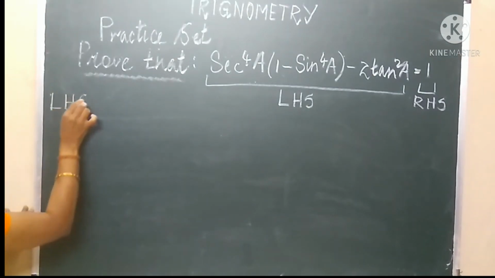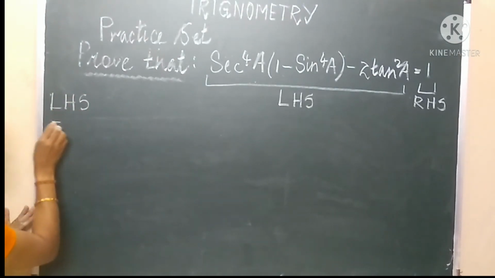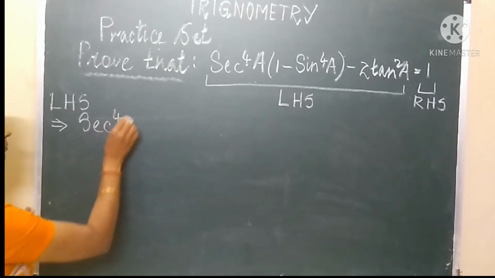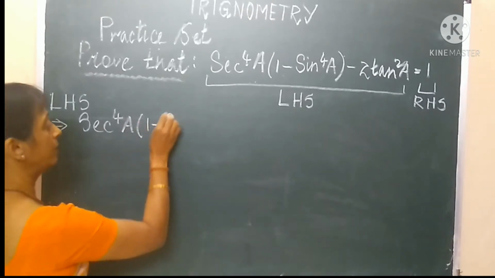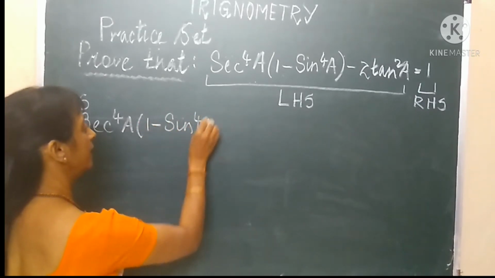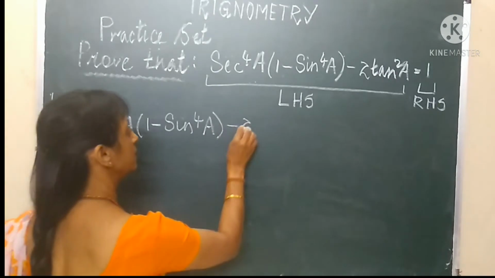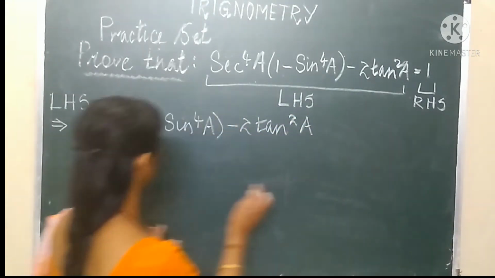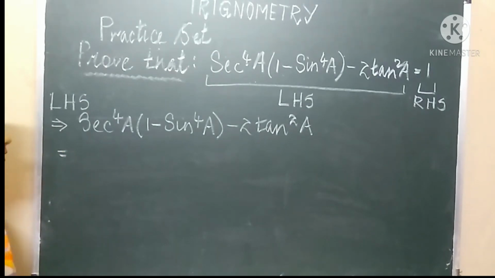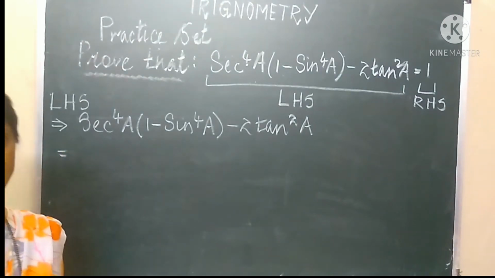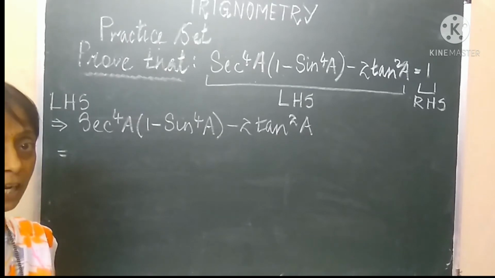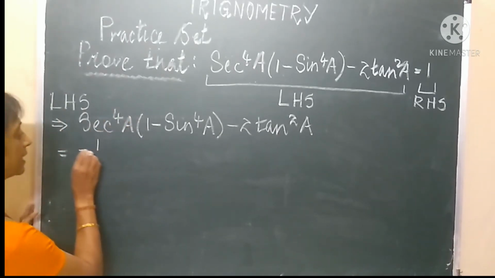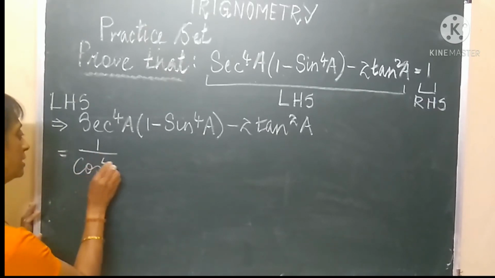So our left hand side expression: sec raised to 4a into bracket 1 minus sine raised to 4a, minus 2 tan square a. Now we know, children, wherever we have the inverse ratios, let's replace them with the basic ones. So sec raised to 4a can be written as 1 upon cos raised to 4a.